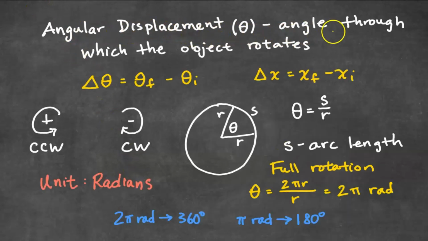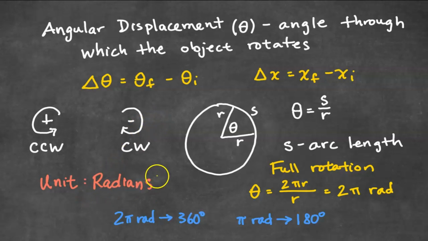Angular displacement is the angle through which the object rotates. The symbol for angle is theta. Delta theta, the change in the angle or the angular displacement, is equal to the final angle minus the initial angle. And the linear analog, or the linear version of this, is displacement. Displacement is final position minus initial position. The positive direction for rotation is arbitrary, but generally speaking, counterclockwise often is positive and clockwise is negative. The unit for angles is radians.